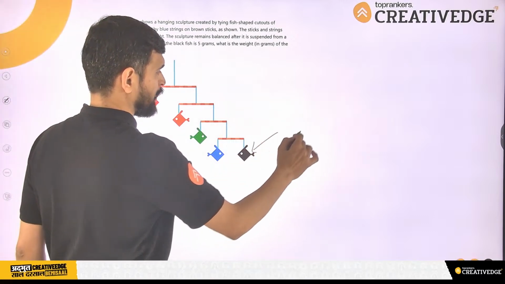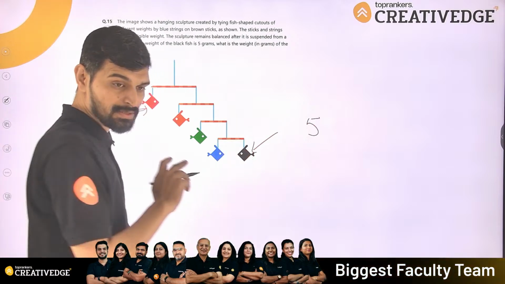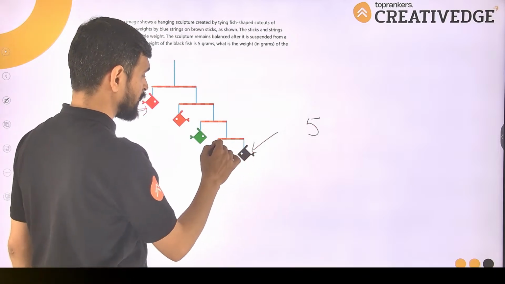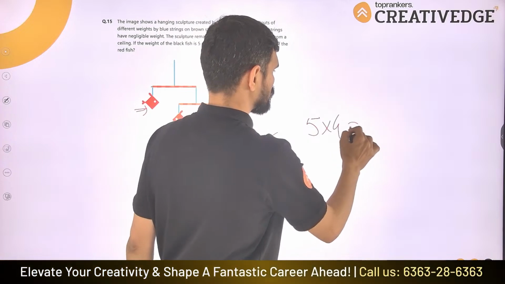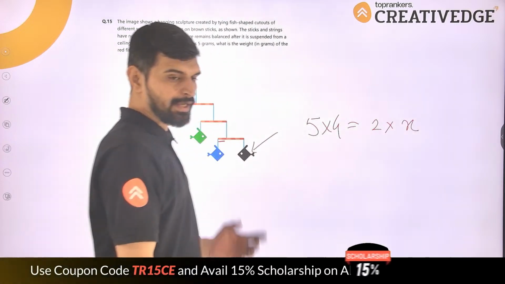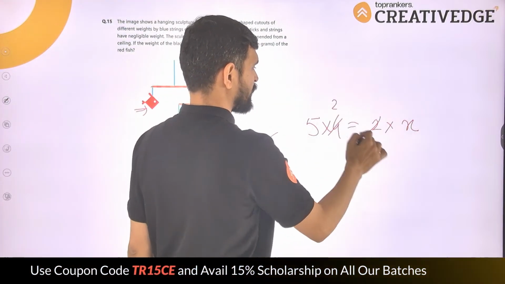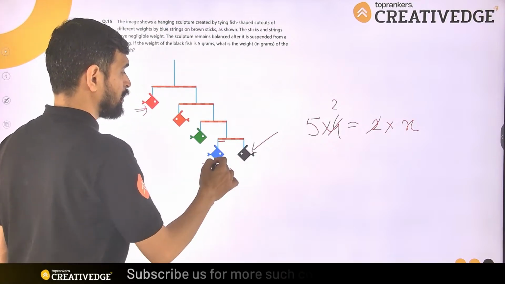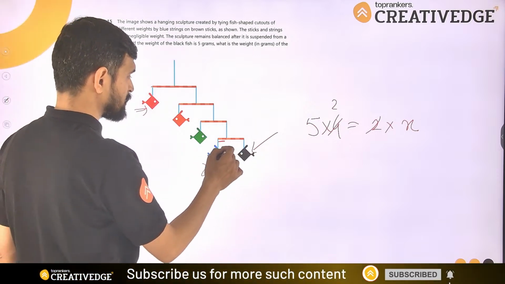So here we are provided black one is 5 and I have counted blocks as there are 4 blocks. So 1, 2, 3, 4 and here on the blue one there are only 2 blocks. So 5 into 4 should be equal to 2 into x. So that x is the value of blue one. So that x becomes 10. So this x is 10. 10 and 5, right? Overall this is 15.